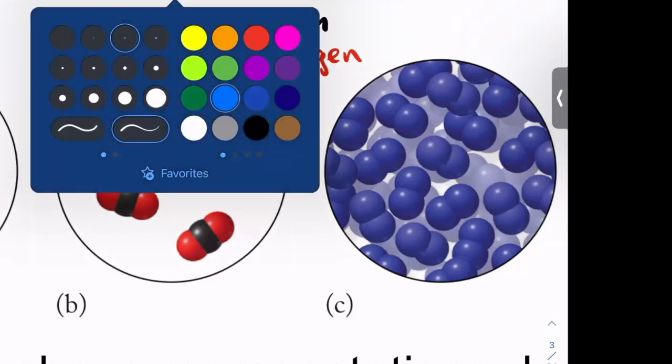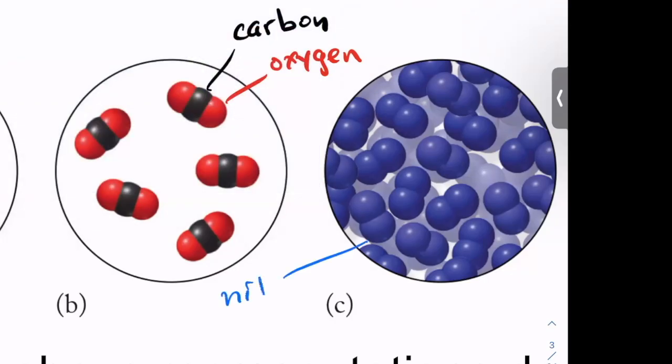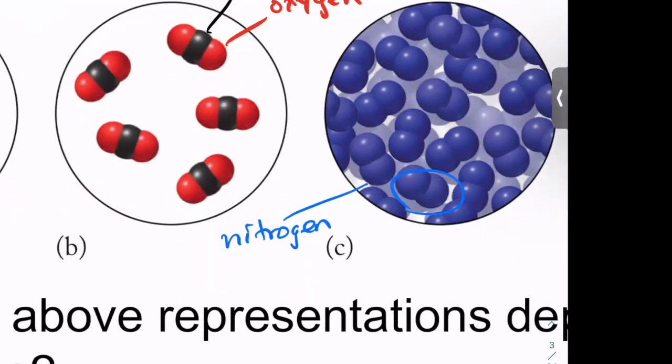Blue is usually used for nitrogen. So this is a model of how nitrogen exists in nature. Nitrogen in nature is actually a diatomic molecule. It's together two atoms of nitrogen are bonded together. That's its most stable configuration. That's how you find it in nature.